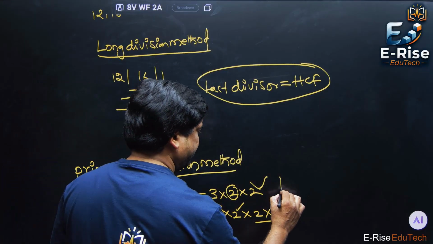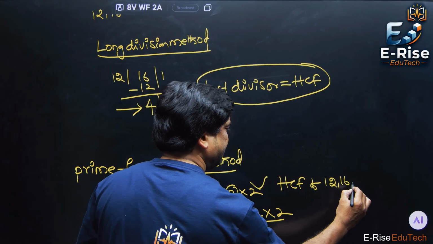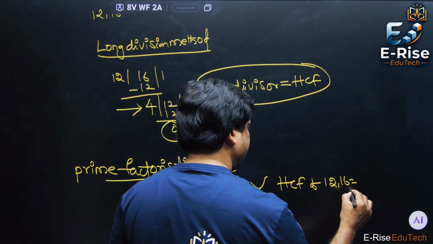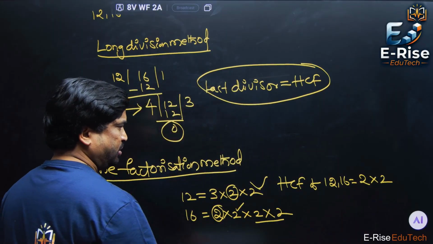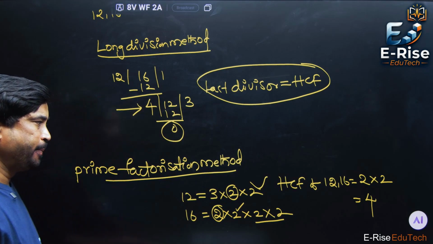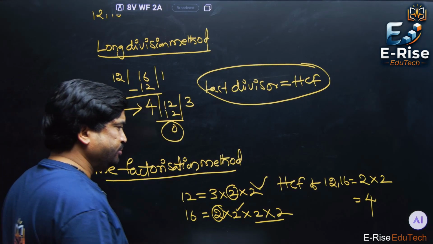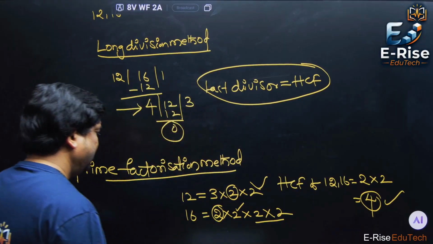So the HCF of 12 and 16 is 2 into 2. So 2 into 2 is 4 only. Okay. That's it. 4 is the answer.